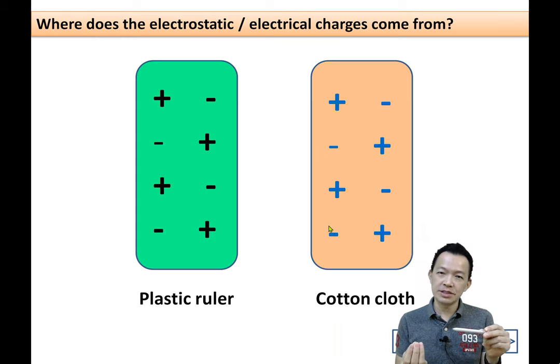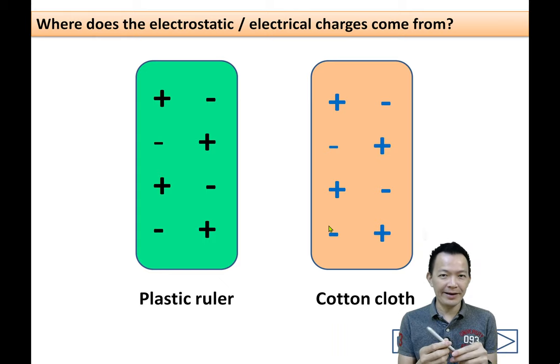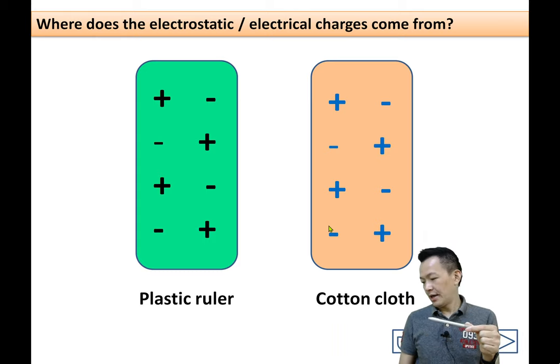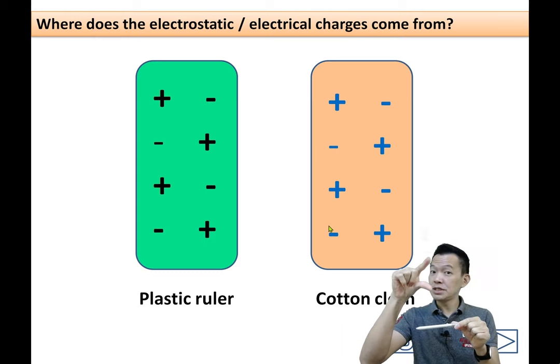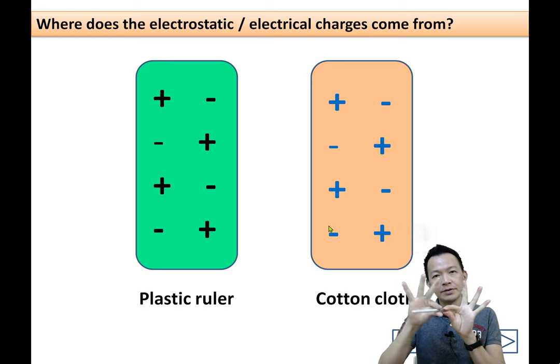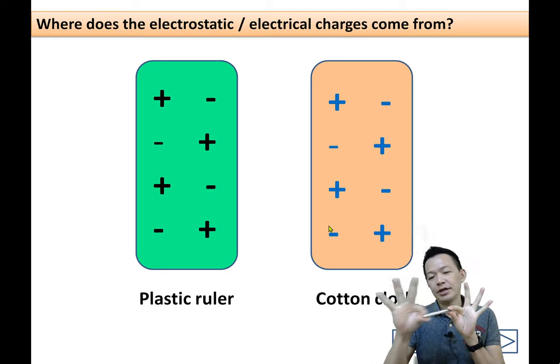So say this is a plastic. Last time in your primary school, your teacher prepared the experiment and they produced a charge, and that day you were very happy, I know. 那一天就是你很高兴的一天看到电了。So this is a plastic, and I prepare a cloth, 准备一块布. This is a cloth, okay, 一块布.